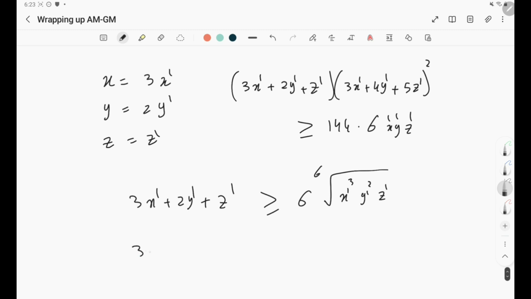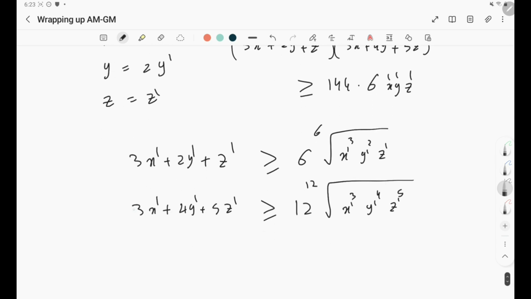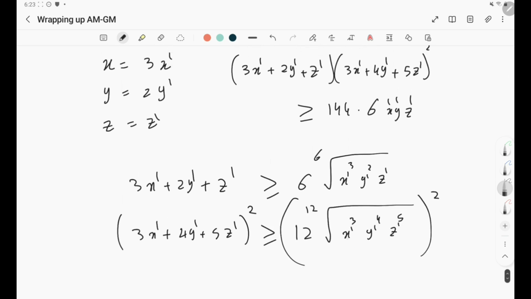The same thing we'll do for the others. If we apply this, how many do we have? 3, 4, and 5 is 12. 12 and x cubed, y to the 4, z to the 5. Now we just square this both sides. And of course you just multiply them, and indeed you will be done. In fact, you can see easily that 144 will appear from here times 6. And of course I will leave the rest to you to check that indeed if you multiply these, then you will get x prime, y prime, z prime.